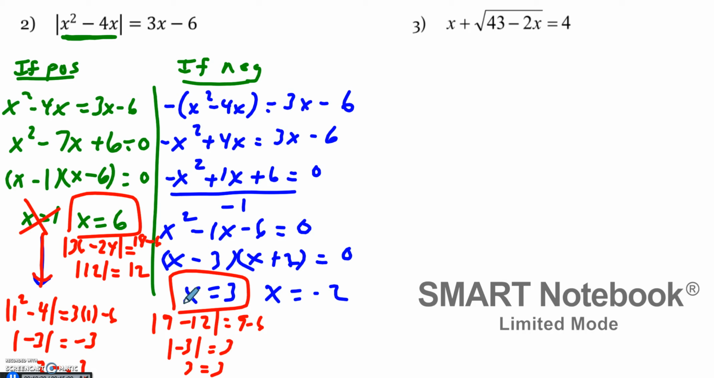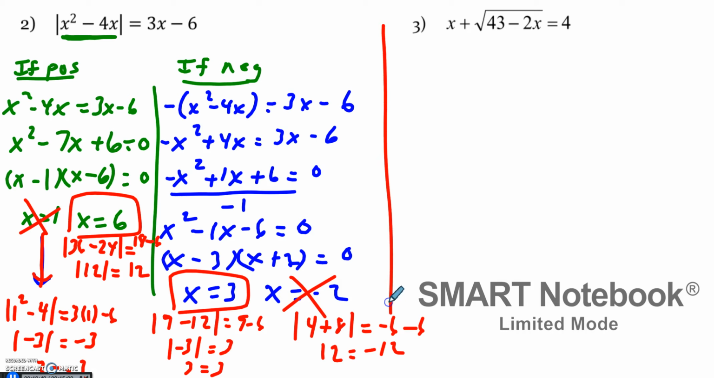And lastly, if I take negative 2 and plug it in, does 4, and then if you plug a negative 2 in, be careful, that's negative 4 times negative 2, so that's really plus 8, equal 3 times negative 2, negative 6 minus 6? Well, the absolute value of 12 is 12. Does 12 equal negative 12? No, it does not. The two answers are 3 and 6.